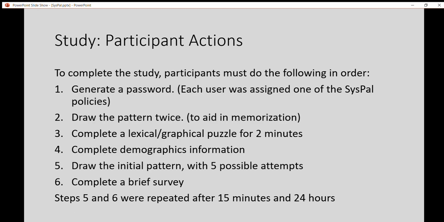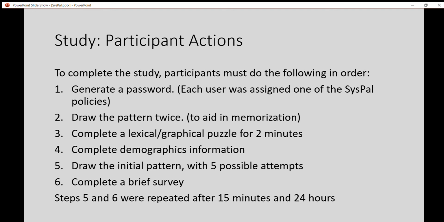So, typical participant actions for the study. Each participant would go through and do these actions in the following order. They would generate a password where each user was assigned one of the SysPal policies, and they would have to follow that SysPal policy in developing their password.